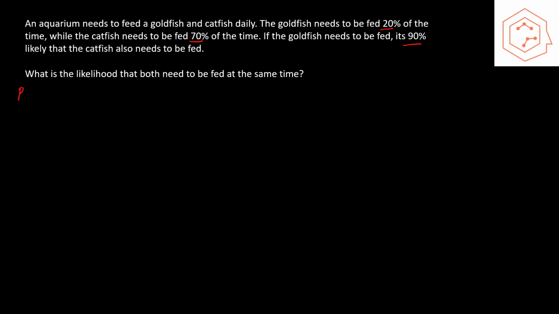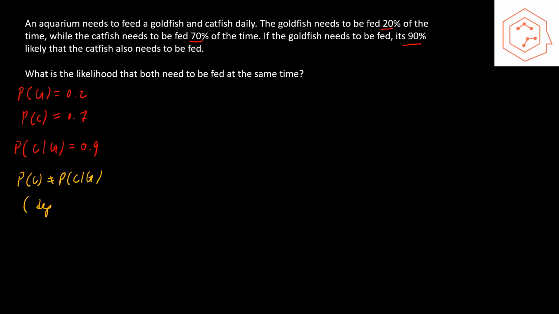So right away we have some givens. The probability of the goldfish needing to be fed is 20% or 0.2, so we'll write that as P(G). P(C), or the probability that the catfish needs to be fed, is 70% or 0.7. And the probability that the catfish needs to be fed, given that the goldfish needs to be fed, is 0.9. And right away you can see that since P(C) does not equal P(C given G), then C and G are dependent events.